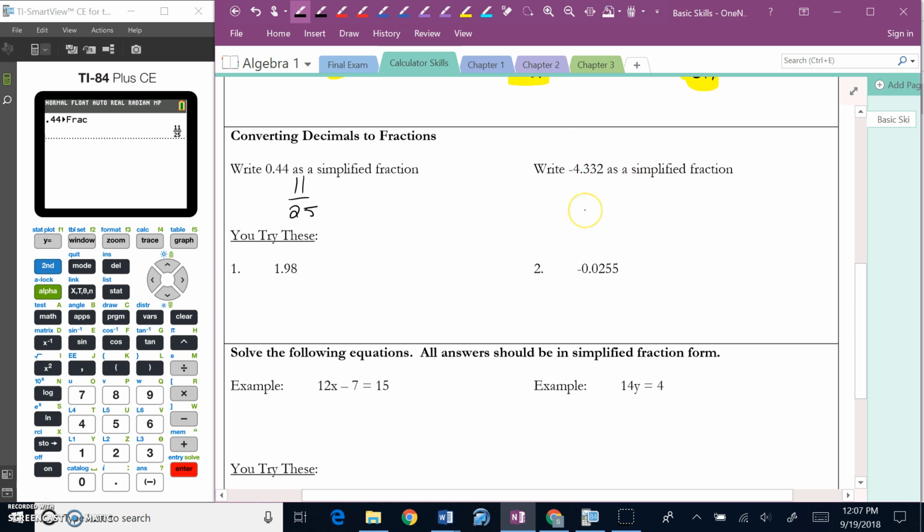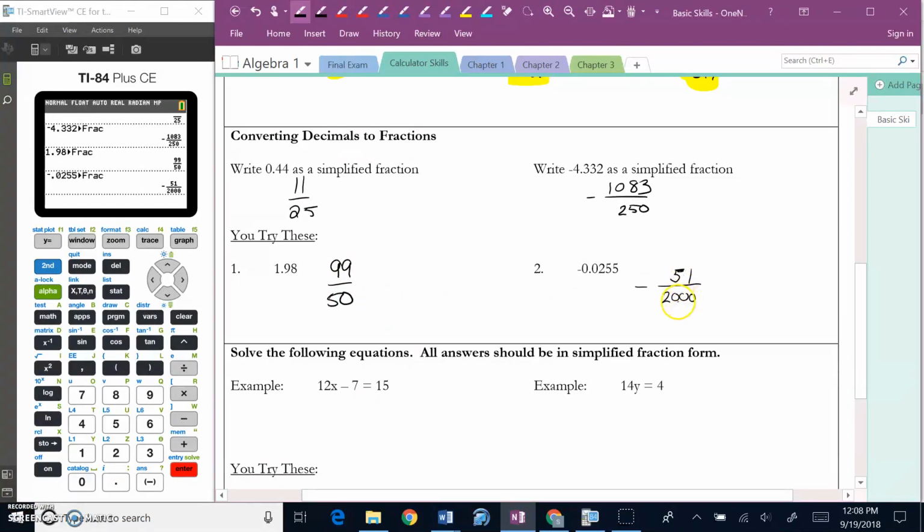Even if it is a number greater than 1 or less than negative 1, like negative 4.332, I can do the same thing. Negative is down here. 0.332. And then choose math, frac, enter, and I get negative 1083 over 250. And once again, pause and try these two. Okay. We get 99 over 50 or negative 51 over 2000 for the second one. If you didn't get those, double check what you typed into your calculator compared to what I have in mine.